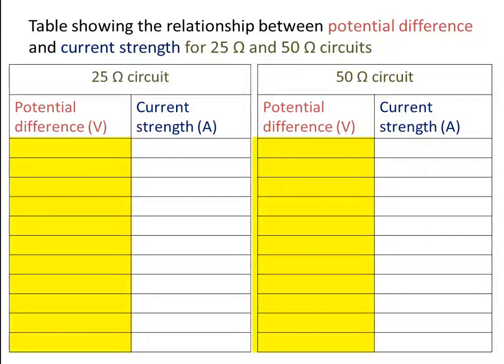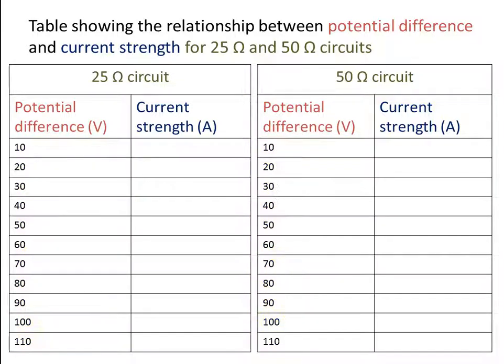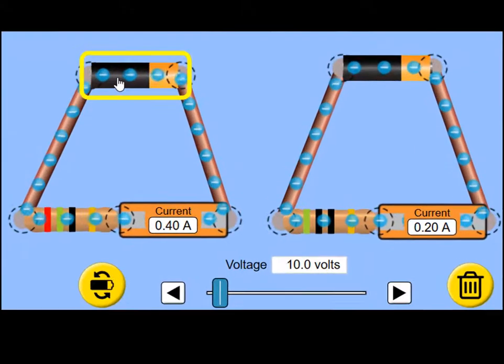Now we need to decide what potential differences we shall use. We're going to go up in increments of 10 volts, from 10 volts to 110. And in each case, we're going to measure what the current strength is. Now, based on what you learned before, you could actually predict what the values are going to be. So you should do that now. So let's see if your predictions are right.